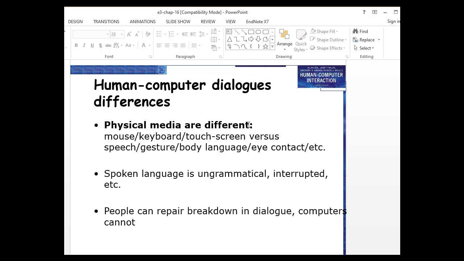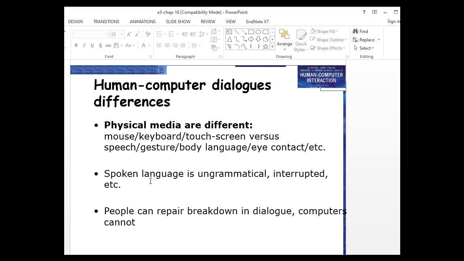You can read the title, which clearly shows that here we are just differentiating between human and computers. Physical media are different, meaning the parts of a computer are totally different from the human, because a human is a natural entity, while a computer is not natural, it is just an artificial entity.